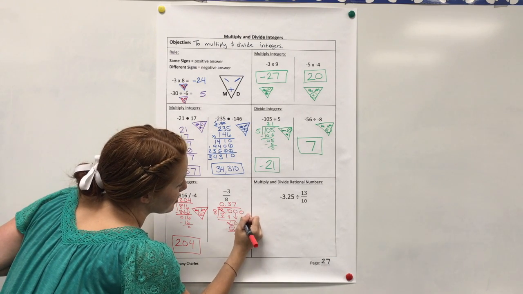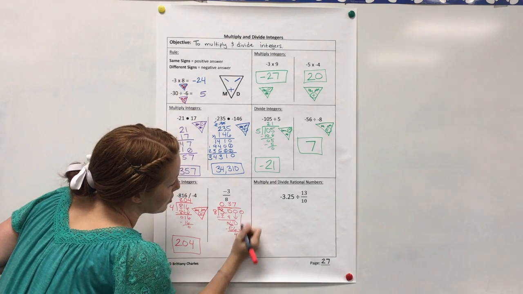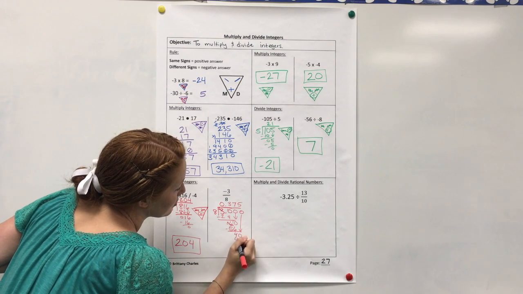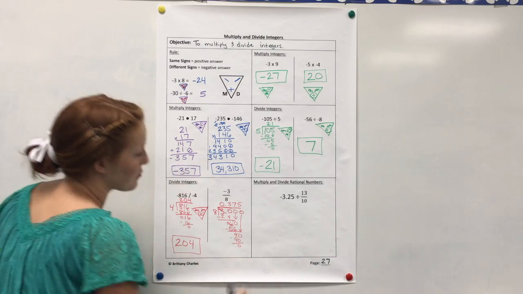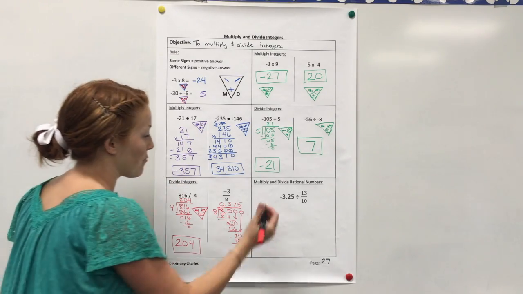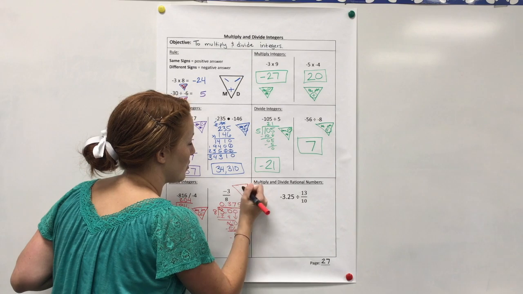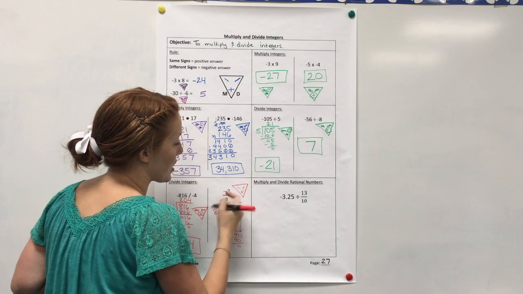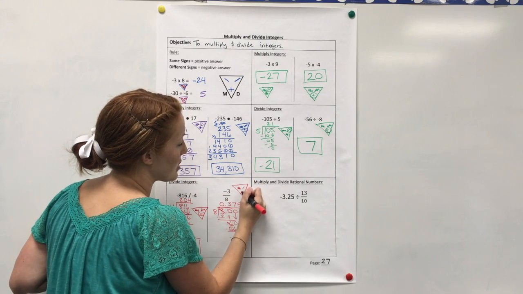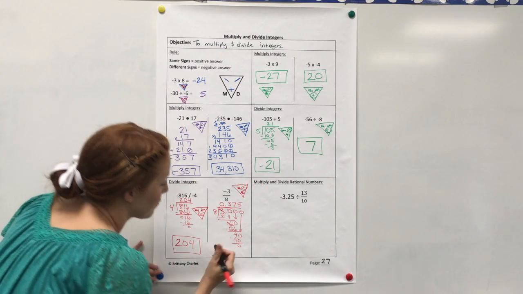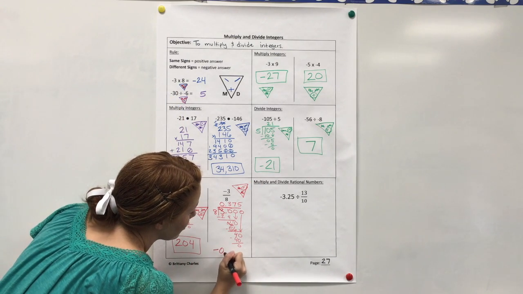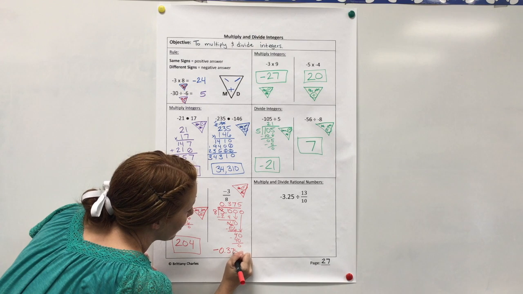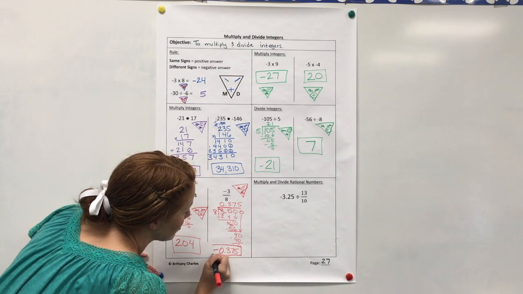Let's add one more 0. 8 goes into 40 5 times. So now I have no remainder left, so I'm done. I need to do mad face. I have a negative 3, a positive 8, so that leaves negative, so my answer is negative 375 thousandths.